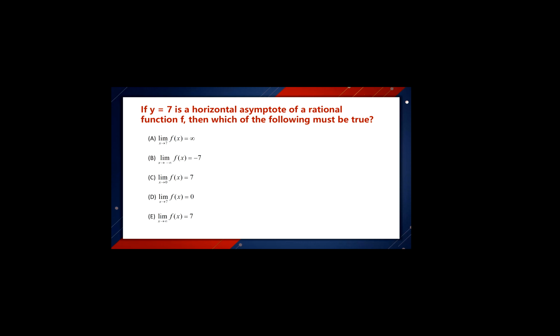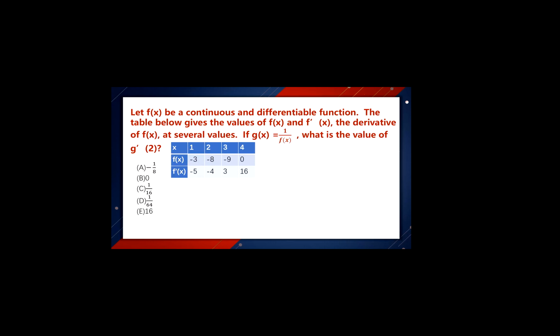If y equal to 7 is a horizontal asymptote of a rational function f, then which of the following must be true? According to the horizontal asymptotes, we can easily say that when limit x approaches infinity, the value of y is the horizontal asymptote, which means here we have the answer E, because limit as x approaches infinity of f(x) equals 7.